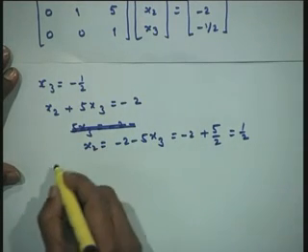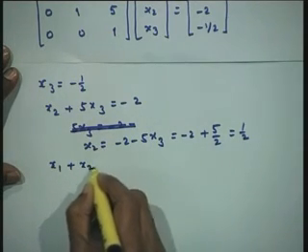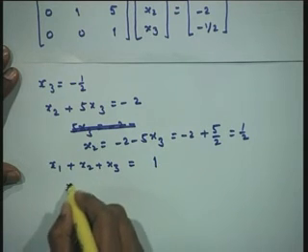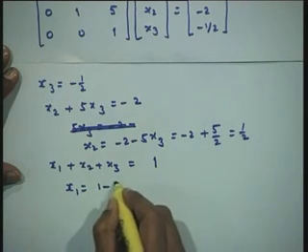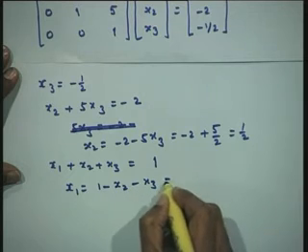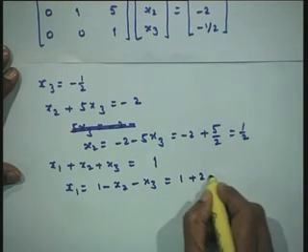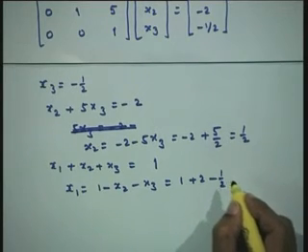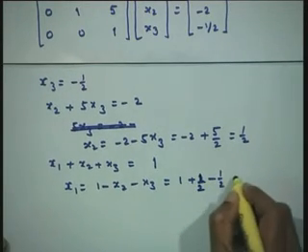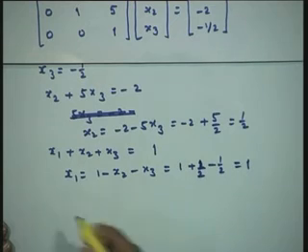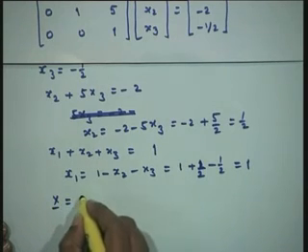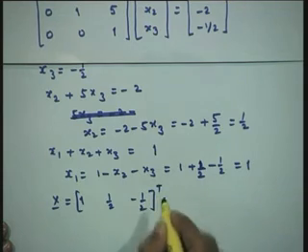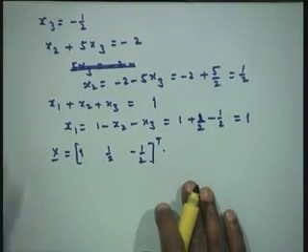Then I go to the first equation, x 1 plus x 2 plus x 3 is equal to 1. Therefore, x 1 is 1 minus x 2 minus x 3. Therefore, we will have 1 minus half plus half, that is equal to 1. Therefore, the solution vector finally is 1, half, minus half. So, the solution vector is given by this.